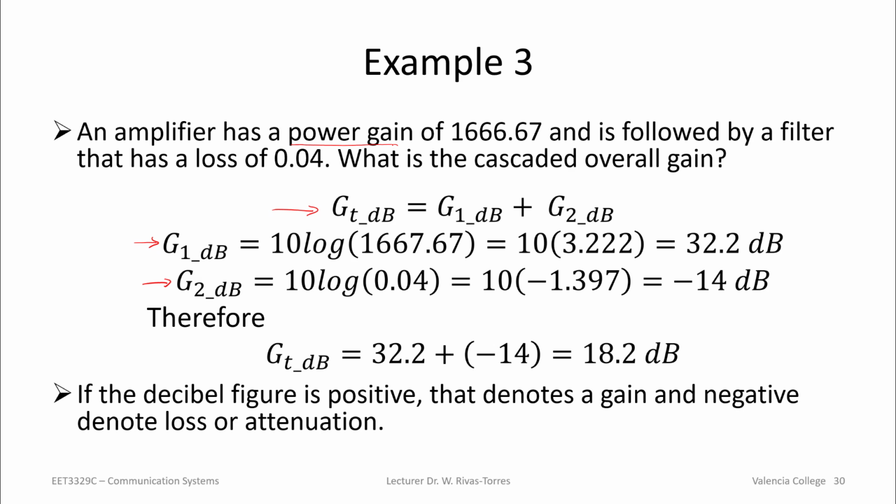Log of the 1666.67 comes out to 3.222. And log of 0.04, log base 10, is about minus 1.4. You multiply by 10, you do a little bit of rounding, and you end up with 32.2 and minus 14. And then you just add them for a total answer of 18.2. Okay? Notice that if the figure in decibel is positive, that denotes a gain, and negative denotes loss or attenuation, right? So if it's negative, it's either a loss or attenuation.